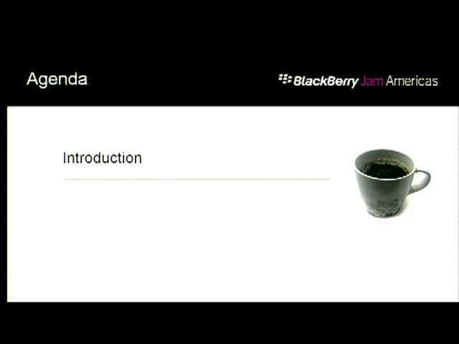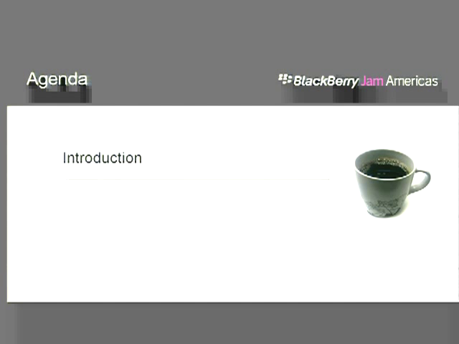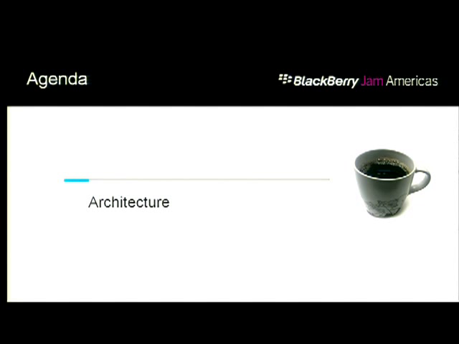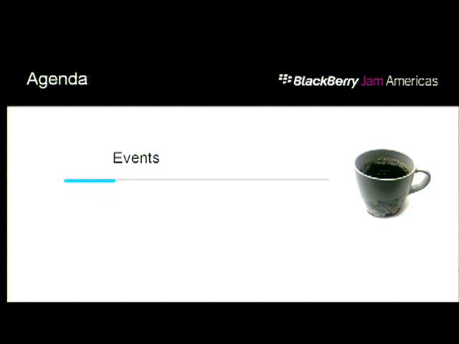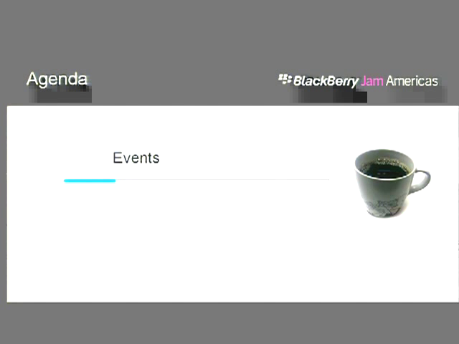We do have an agenda, and this is a progress bar in Cascades. So we use that to show our progress until you get to leave and get some coffee. And first off, we're going to introduce a bit about Cascades. Then we're going to talk about the architecture of Cascades. And you see the progress bar filling up. Events is a big part of Cascades that we're going to talk about.